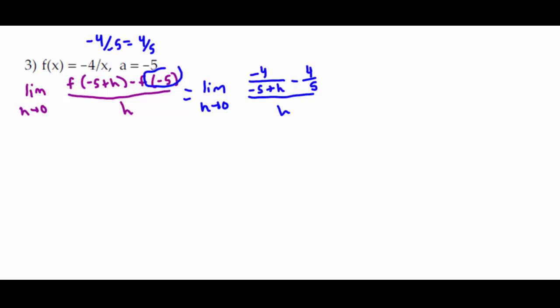Anytime we have fractions like this, our goal is to find a common denominator. The first fraction needs the second denominator. The second fraction needs the first denominator.